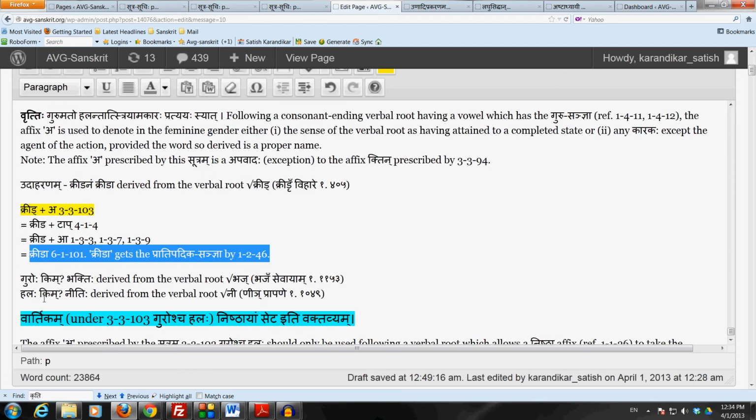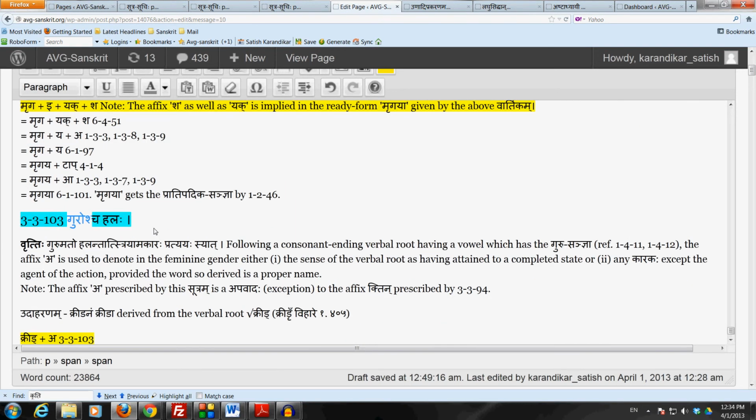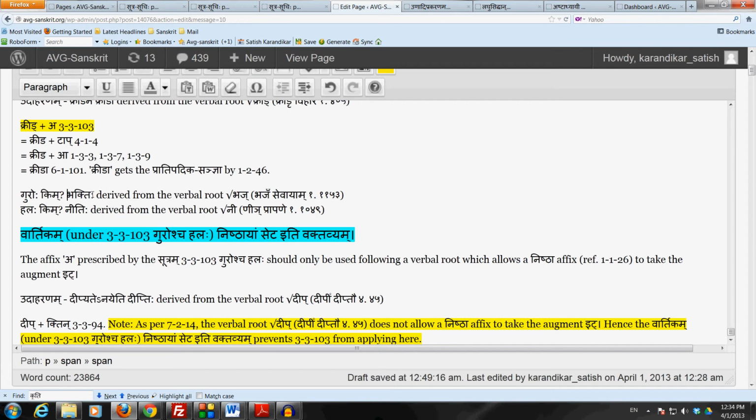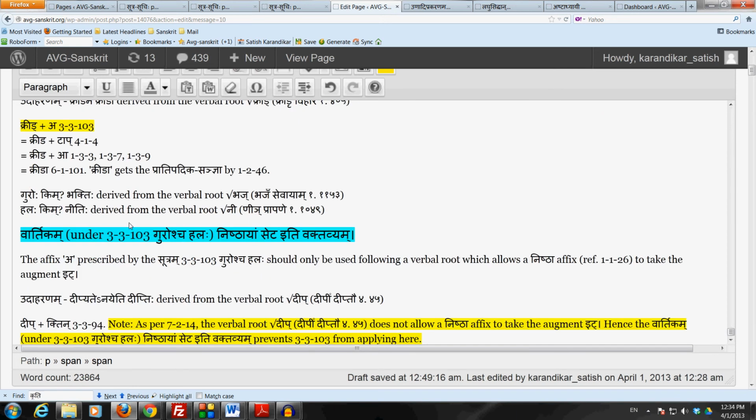Now, why does the sutram say guroho? Guroho iti kim? Siddhanta Kaumudi gives us two counterexamples. Guroho kim bhakti, derived from the verbal root bhaj, which is bhaja sevayam. Now we do have a verbal root ending in a consonant, the jakaraha, but it does not have a vowel with the guru sanya. It has an akaraha, the short vowel which is followed by a jakara which is not a conjunct. So there is no vowel in this verbal root with the guru sanya, so we cannot apply 3.3.103. We go back and apply the default affix ktin by 3.3.94 striyam ktin. So that is why Panini mentions guroho, to prevent 3.3.103 from applying following verbal roots such as bhaj, which do end in a consonant, but don't have a vowel with the guru sanya.